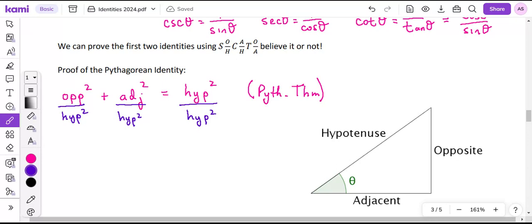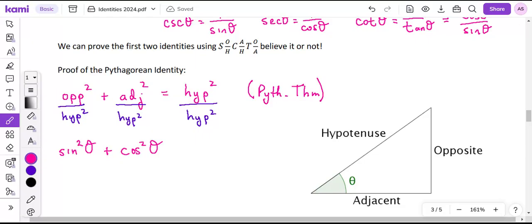And believe it or not, we have now proven the Pythagorean identity, just from SOHCAHTOA. Look, opposite over hypotenuse. Is that not the definition of sine? But we're squaring it. Opposite squared divided by hypotenuse squared. That is just the definition of sine squared theta. Sine is opposite over hypotenuse. Adjacent over hypotenuse, that's cosine. But we're squaring those. So cosine squared theta.